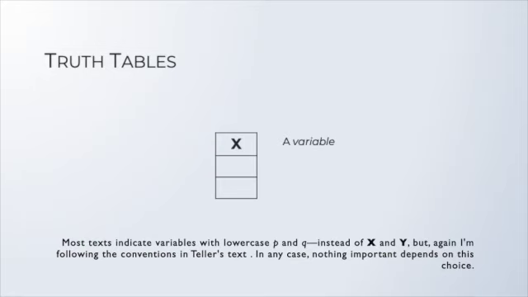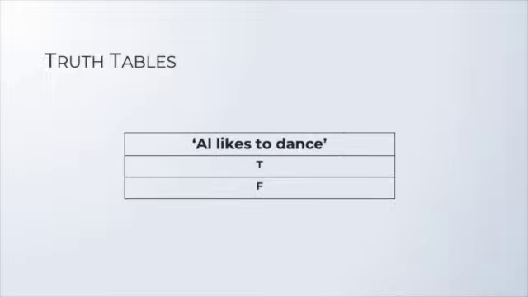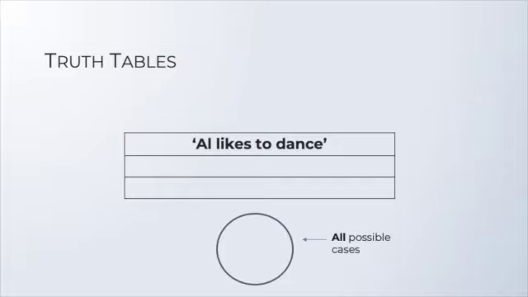Each line represents one possibility. And here there are only two possible cases. The case in which X is true and the case in which it is false. So if X is a sentence letter that stands for the English sentence, Al likes to dance, then there are two ways in which the world could turn out. It could be that it is true that Al likes to dance, or it could be false that Al likes to dance. And those are the only two possible cases.